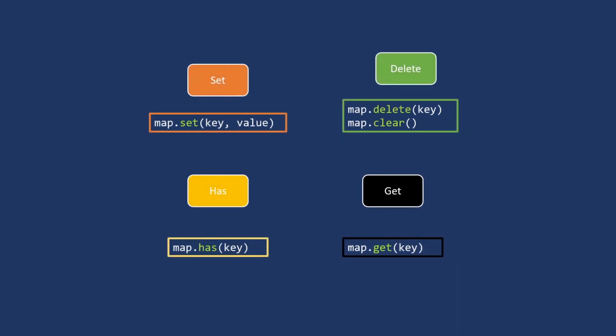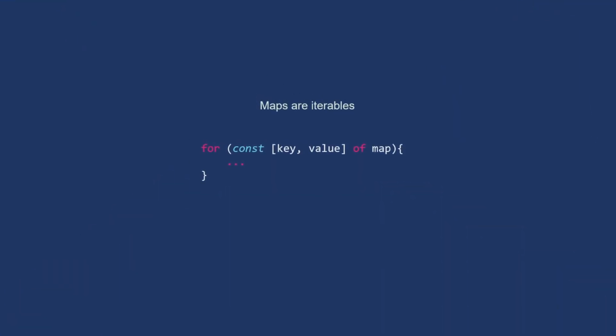Finally, we must know that a map instance is iterable, so we can loop through it. It yields key value pairs. Now let's put that into practice.